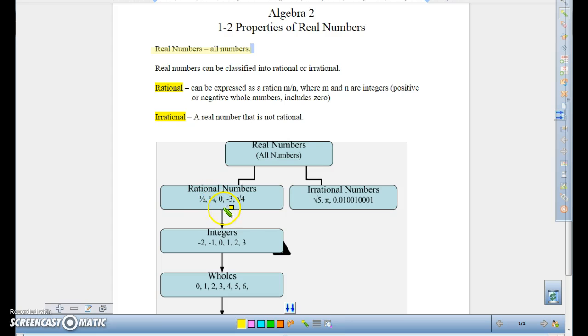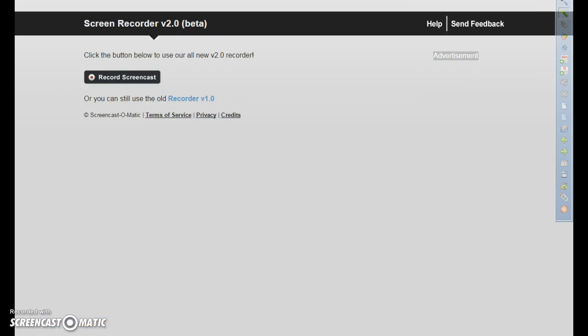Rational numbers are numbers, again, that we can rewrite as a fraction. 1/2, 1/4, 0, -3, the square root of 4. The square root of 4 can be simplified down as 2, and 2 can be written as a fraction, so therefore 2 would be a rational number. Once it's classified in rational numbers, it can go then to become an integer. Integers are positive and negative whole numbers that include 0. Then you get to go down to your whole numbers. Whole numbers are positive numbers that include 0.